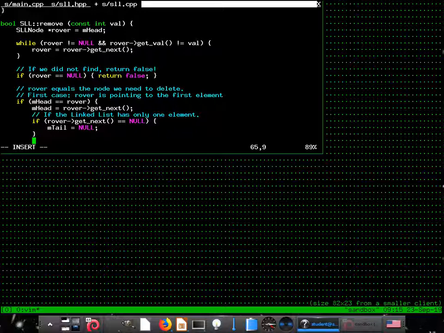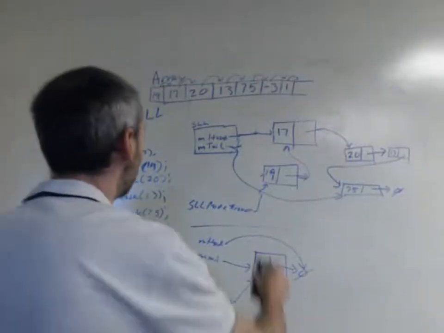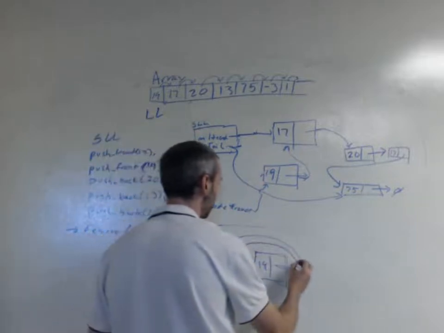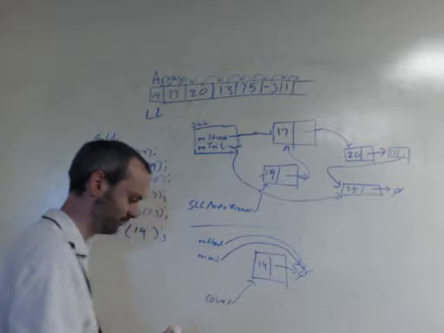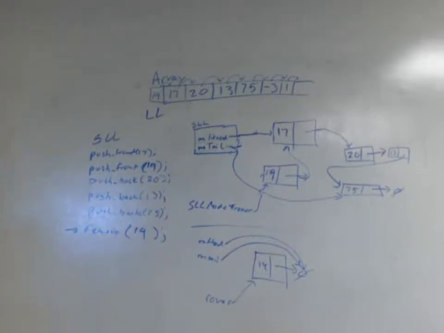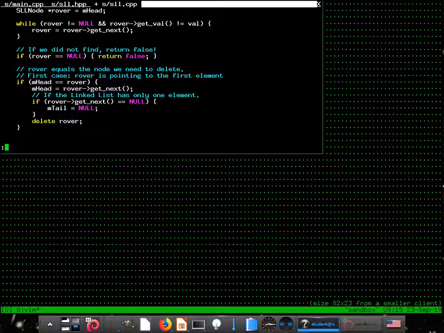And now that our pointers are set up correctly, in this case, mtail doesn't need to do anything. Over again, mtail is pointing to null. Now what do we do? We need to delete it. Yeah, let's delete it. Okay. All right.